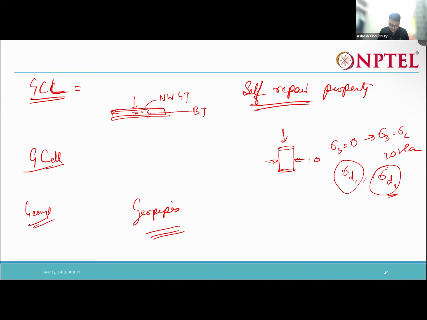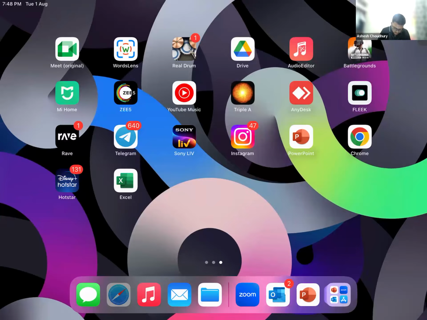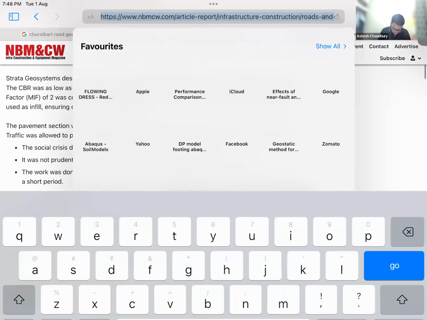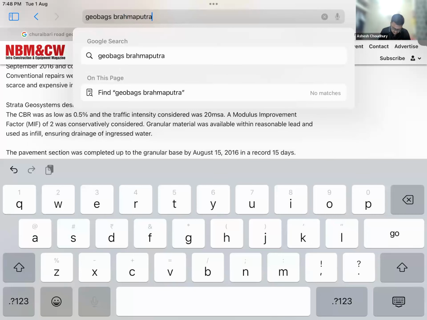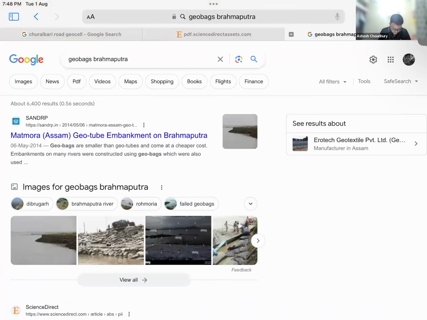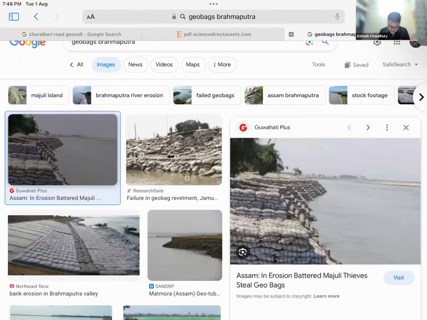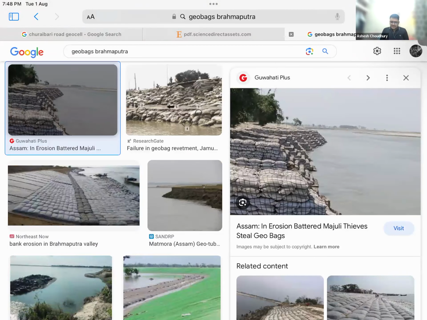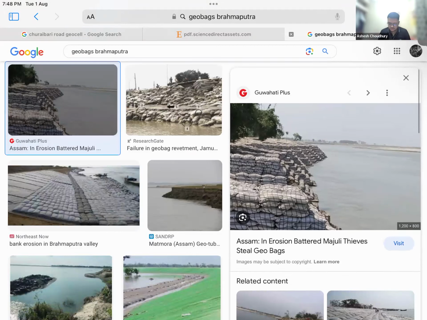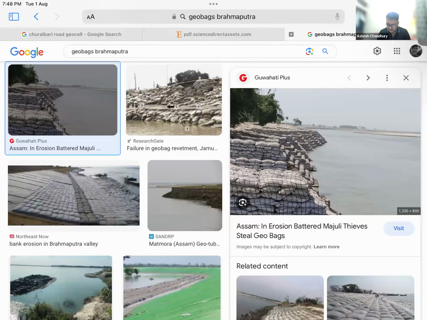Just let me show you the picture of geobags. Yeah, so you can see this image here. So see, these are bags, nothing but sacks. These sacks are filled with soil, and they are placed in this arrangement along the river banks. So what happens is that due to these geobags, they prevent the erosion of the river banks.